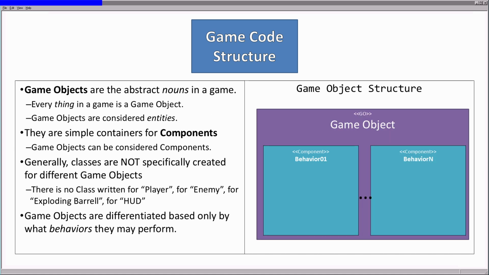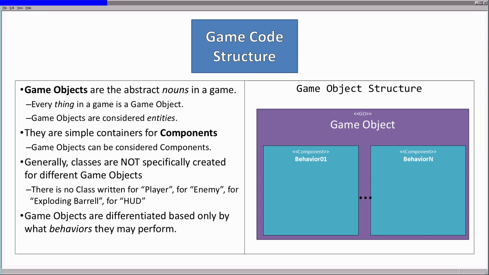Game objects are the abstract nouns in a game. Every thing in a game is a game object. Every object, player, every enemy, every rock is a game object. In relation to the entity component design, they are simple containers for components, and in many cases, game objects can be considered to be components themselves.